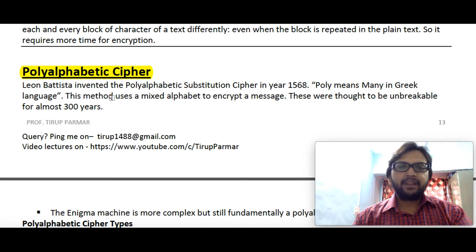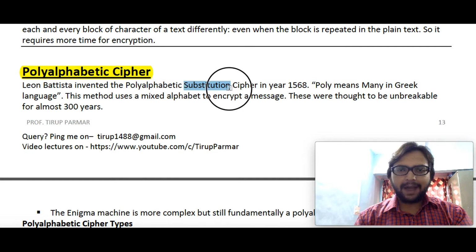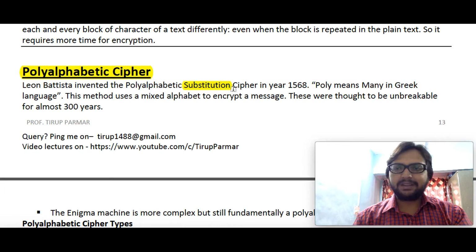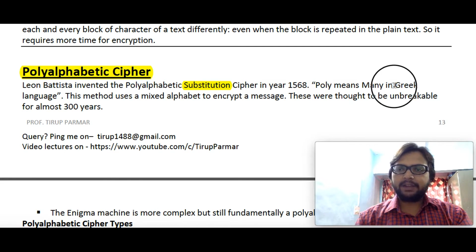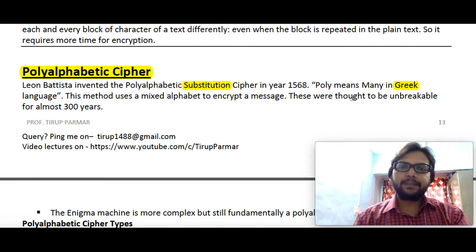So, Polyalphabetic is a substitution cipher. Remember, we have to highlight this particular point. It's a substitution. Poly means many. It is derived from the Greek word. Remember, this type of technique was mainly used by Greek people in ancient times. In the year 1568, that is in the 15th century, they were using this type of algorithm for many different reasons. From that time, this type of algorithm got popularity.